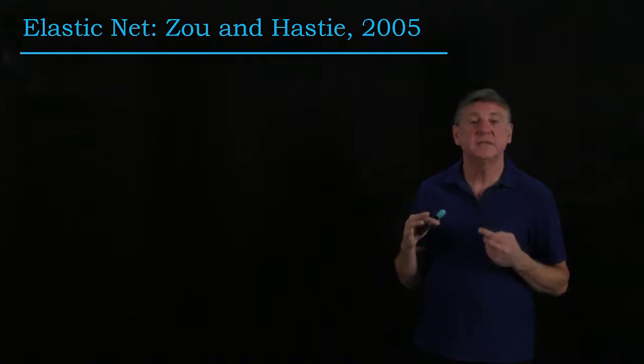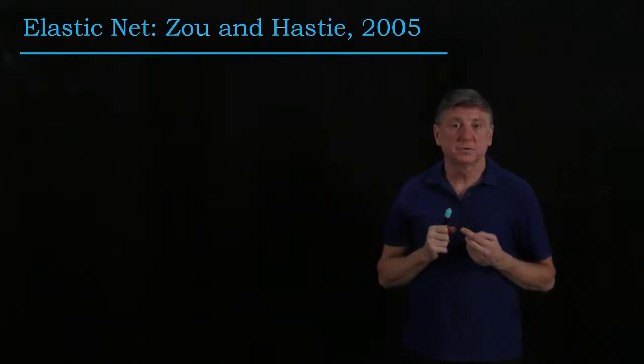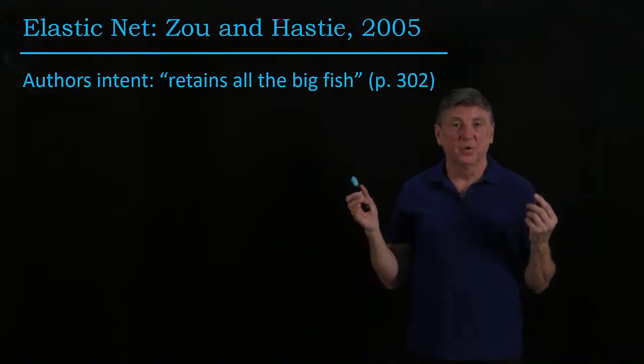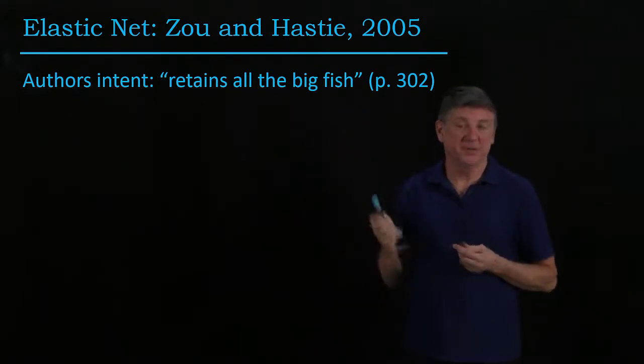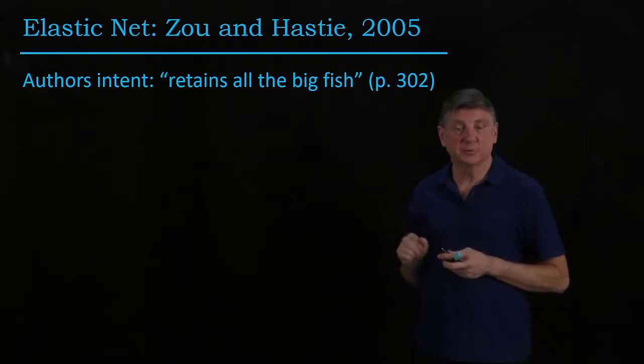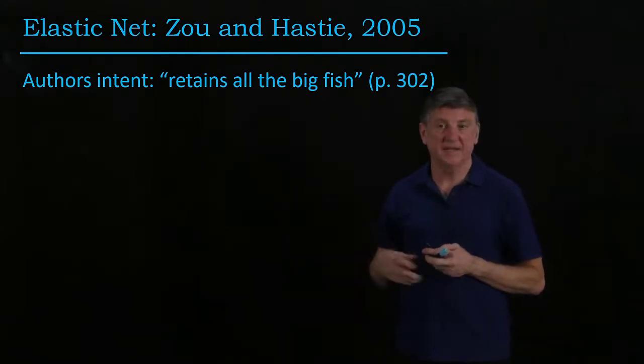The idea that we'll explore is called an elastic net, and the previous idea, which was the lasso, was first presented in 1995, 1996, and 10 years later, some colleagues of these people proposed a different one. The reason they called it an elastic net was it retains all the big fish, according to their paper. So we now have a slightly amusing intellectual progression. We have a non-negative garrote going to a lasso, going to an elastic net.